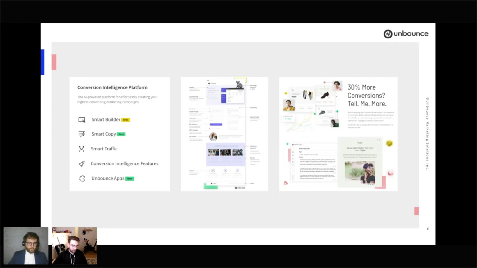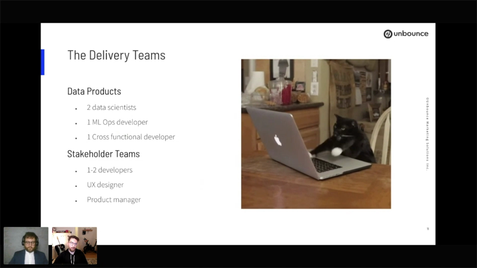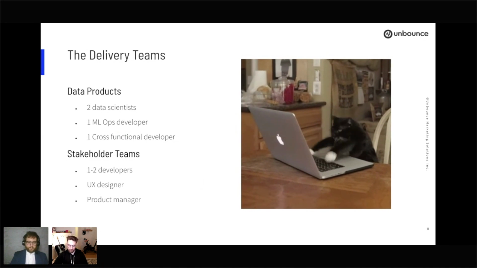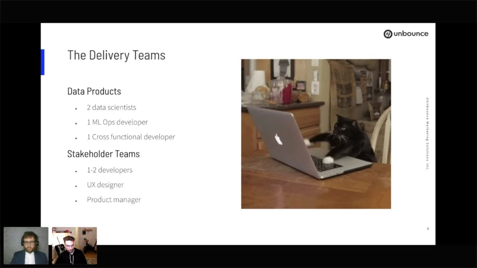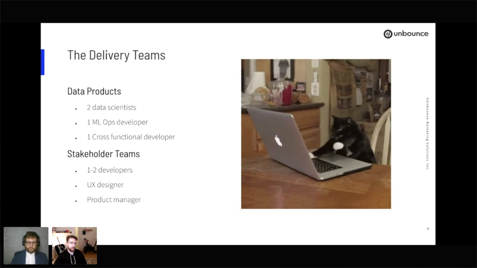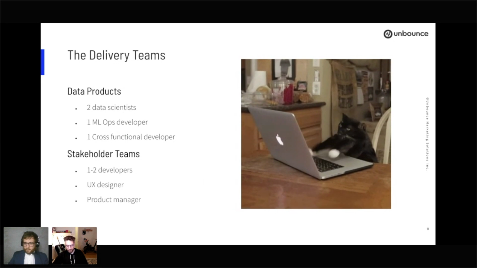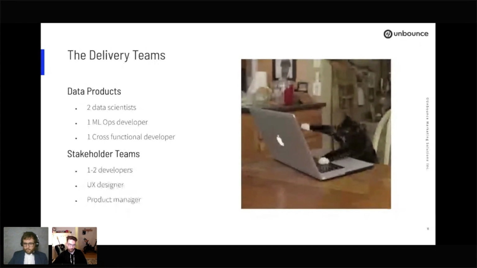And we also have a new version of our builder called Smart Builder, which is integrating a growing number of ML-based features. So the teams that actually deliver ML at Unbounce, we have a central group that handles ML, and they're called data products. And at the time of these stories, that included 2 data scientists, myself as the ML ops developer, and an additional cross-functional developer who's experienced in both data science and data engineering. And typically we interface with stakeholder teams from other parts of the company to help them realize the ML component of a feature that they want to release.